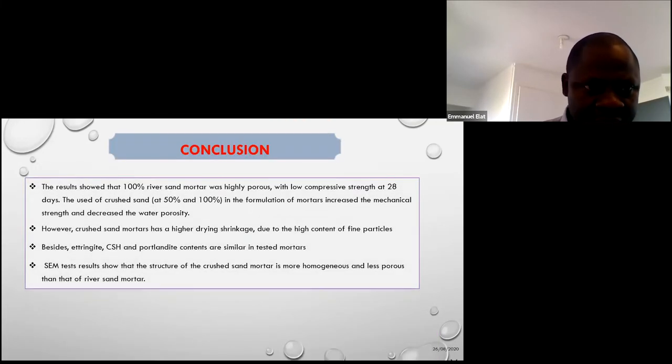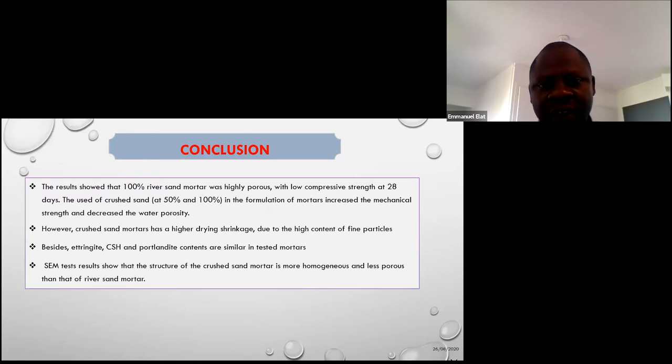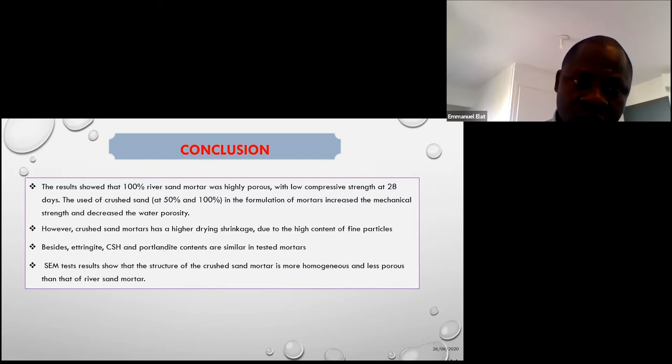In conclusion, we can say that the results show that 100% river sand mortars were highly porous with low compressive strength at 28 days. The use of crushed sand at 50% and 100% in the formulation of mortar increased the mechanical strength and decreased the water porosity. However, crushed sand mortars have a higher drying shrinkage due to the high content of fine particles. Ettringite, CSH and portlandite contents are similar in tested mortars. Some test results show that the structure of the crushed sand mortars is more homogeneous and less porous than the river sand mortars.